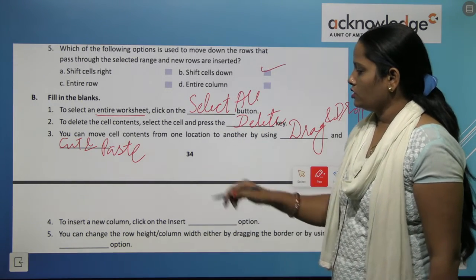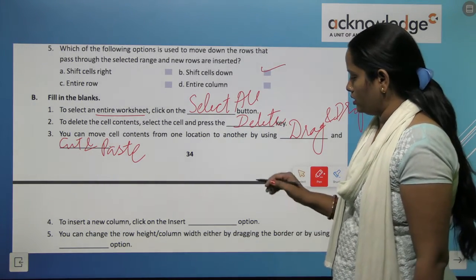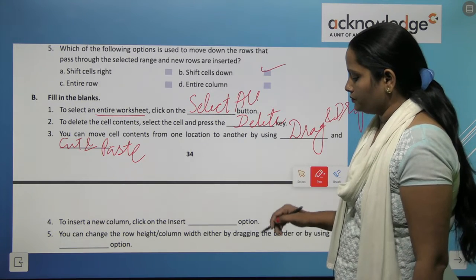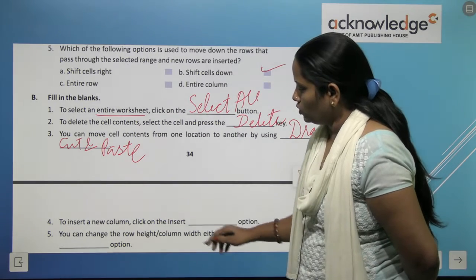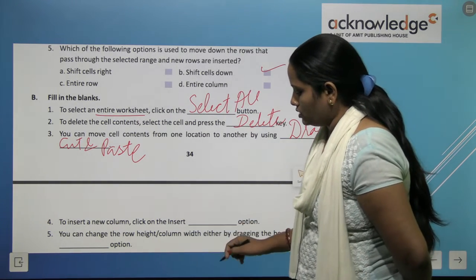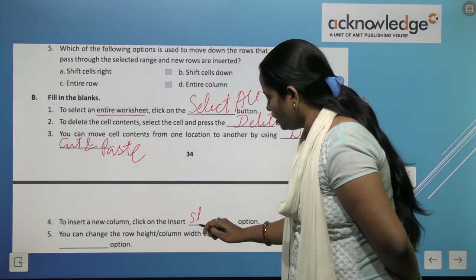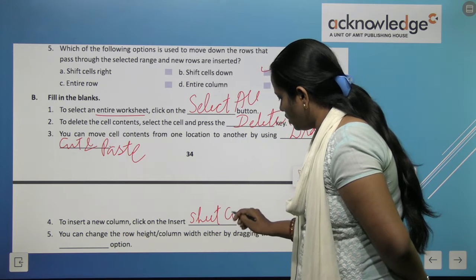Next is to insert a new column. Click on the insert option. So to insert a new column, we have to click on the insert sheet column option.